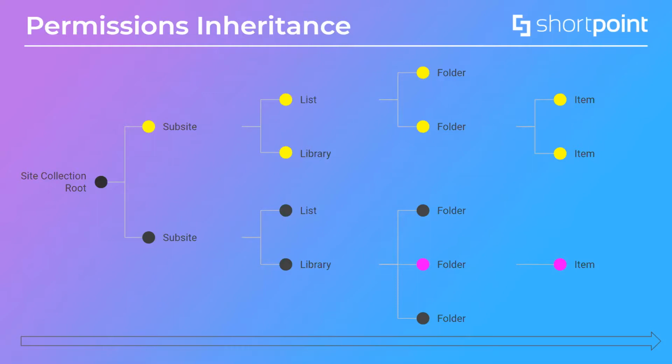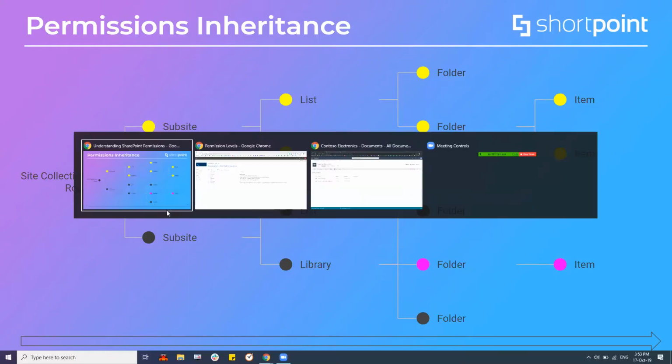The smallest level is the folder level. So the smallest level that you can change the inheritance and give unique permissions is the folder level. So as you can see, the pink folder means that we broke the inheritance here, and the items in this folder will inherit unique permissions from that folder.